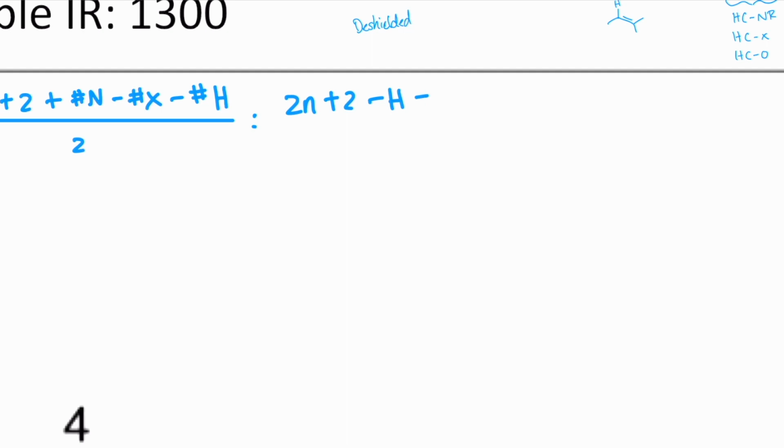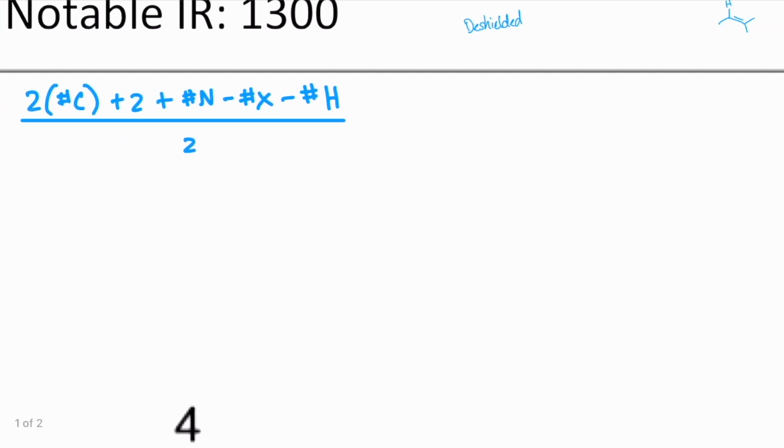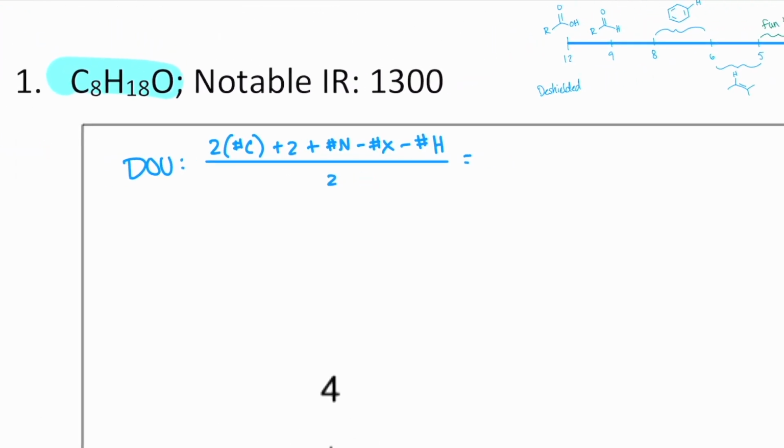minus X plus N, over 2. However you do the formula is totally fine, as long as you have the correct formula in whatever order that is allowed.